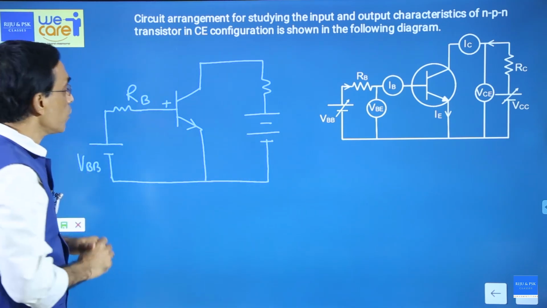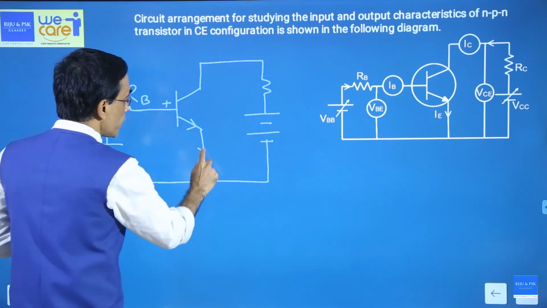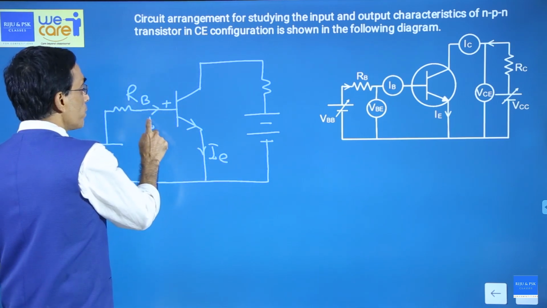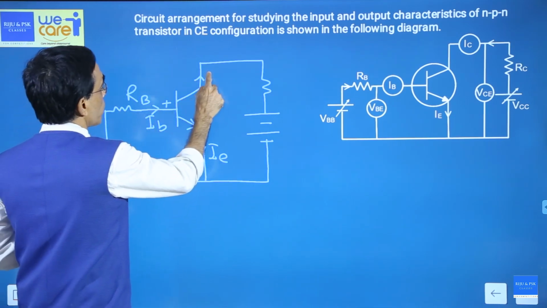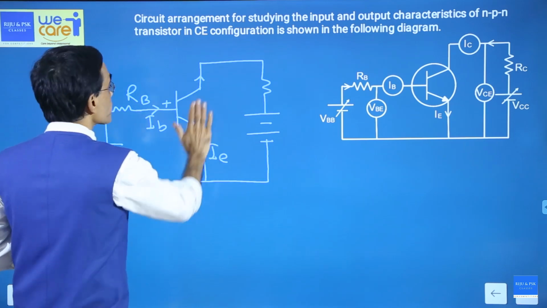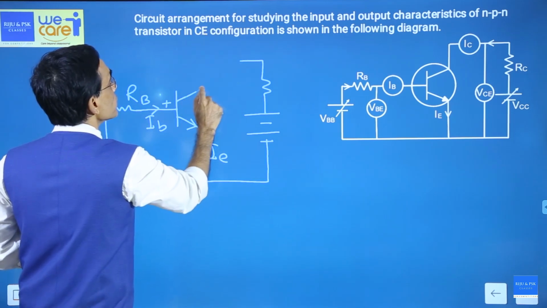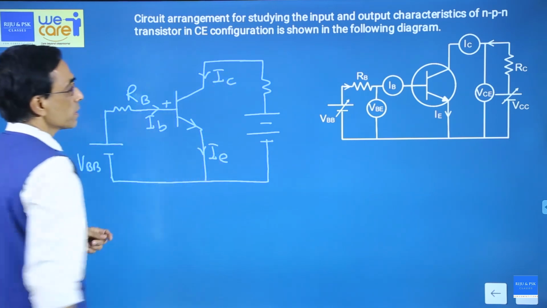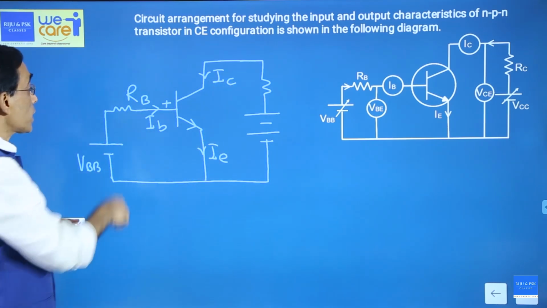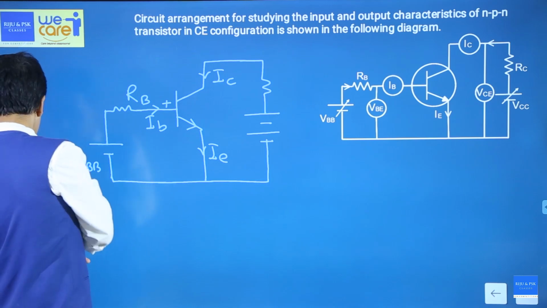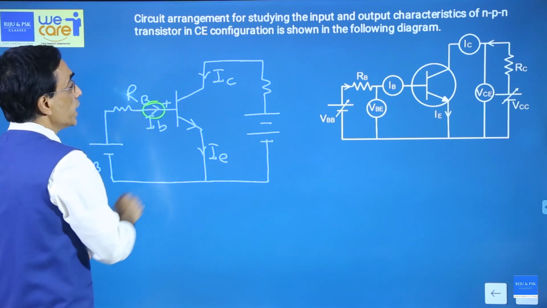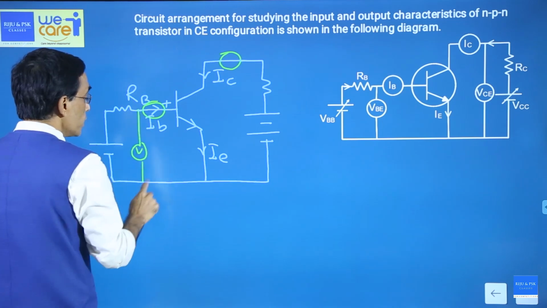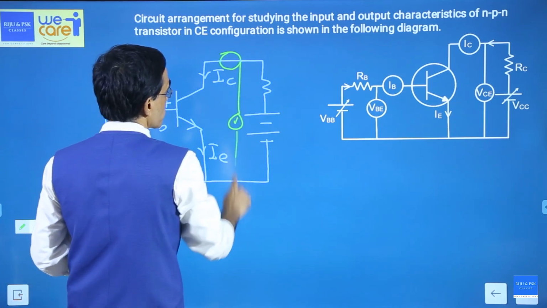That's it. Now, which are the currents flowing? Emitter current is flowing outward, IE. Base current will flow in, this is called base current. Collector current also will flow into the device, this is called IC. And what do you want? You want to measure the base current, so you put an ammeter there. If you want to measure this current, you put an ammeter. If you want the voltage here, you put a voltmeter. So the circuit is over.